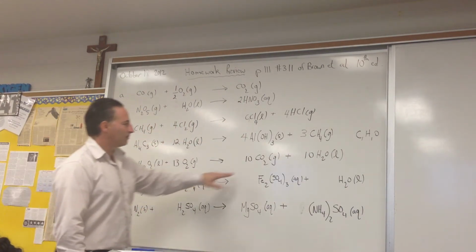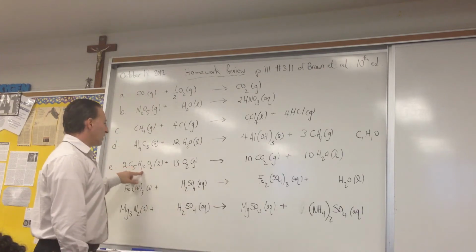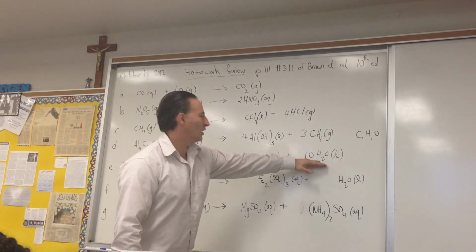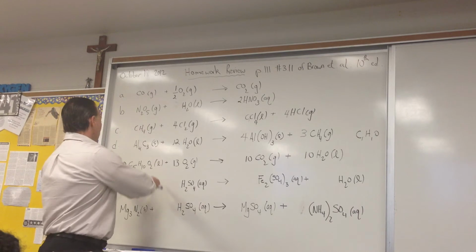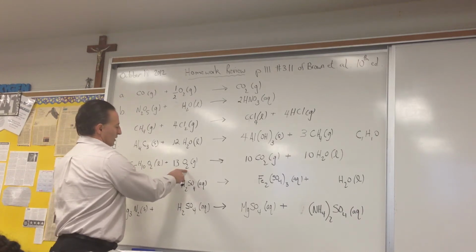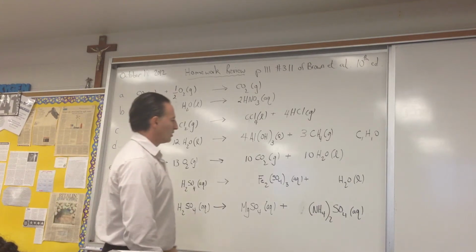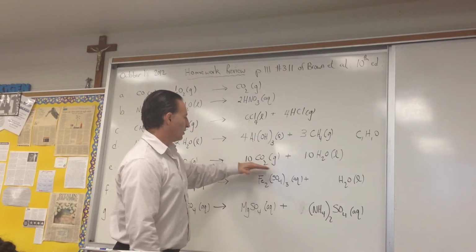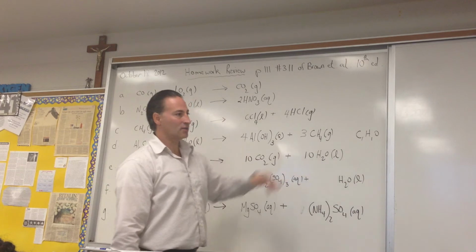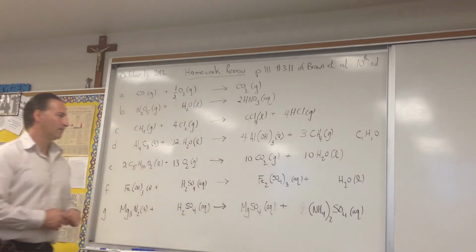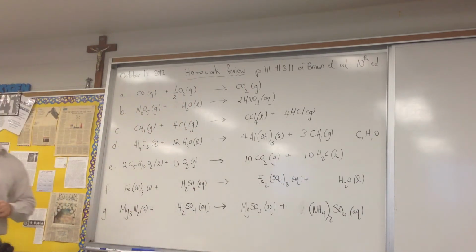10 carbons, 10 carbons. 20 hydrogens, 20 hydrogens. 4 oxygens plus 26 oxygens is 30 oxygens. On the left, 30 on the left. 20 plus 10, 30 oxygens on the right. So it balances. Okay, when you get good at it, you'll get a lot faster.